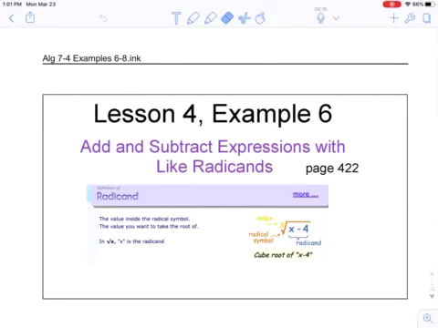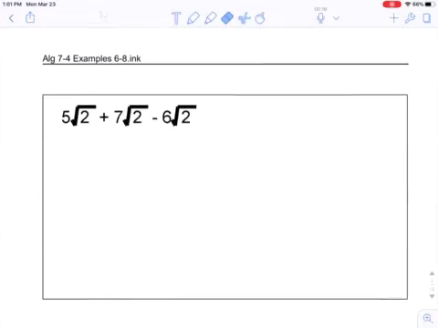It says what a radicand is: it's basically the stuff inside the radical symbol. They call it the value, but it's just anything that's under that radical sign. All right, so that's kind of where you're at with that. That's what a radicand is. So now, if we look at a problem like this, this is what we're talking about. Adding and subtracting things with like radicands.